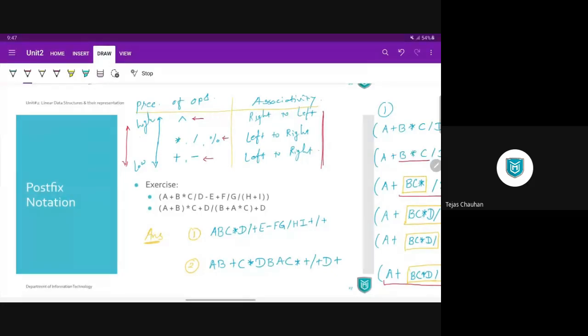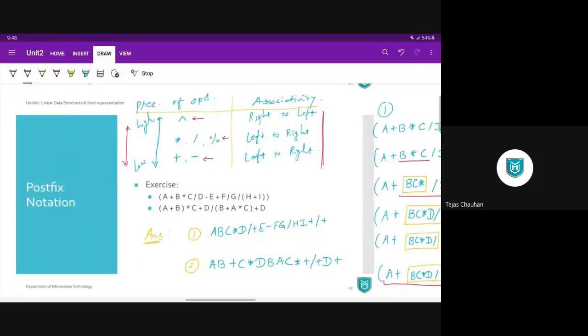What is associativity? When we have two operators side by side, which one do I need to operate first? Whether I should go for the left operator or the right operator. For that, we need to have a look at associativity. Multiplication, division, modulo, all these three have the same precedence and left to right associativity. Similarly, plus and minus have the same precedence and left to right associativity.